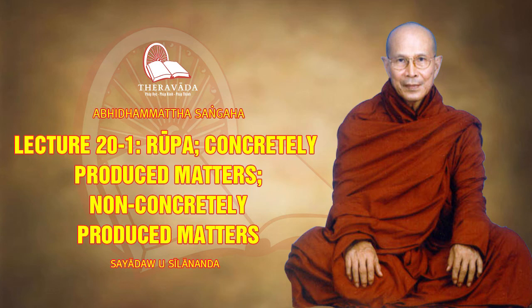Now decay is the aging of material phenomena, which is easy to understand. And impermanence here means breaking up or cessation. The disappearance or breaking up or cessation of rupa is called here impermanence. In Pali, decay is called jarata and impermanence is called anicca. These are called characteristics of matter. As I said before, these are not the real rupas, so they are called non-concrete matter. If we add the 18 concrete matter and 10 non-concrete matter, we get 28 material properties.